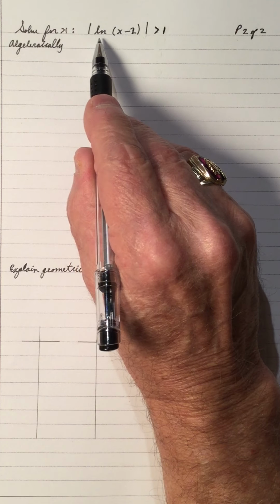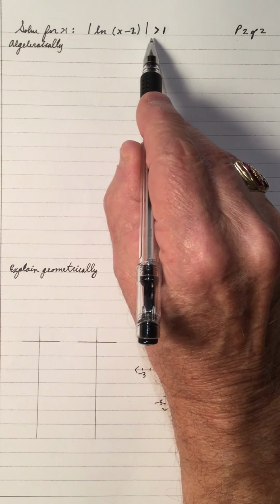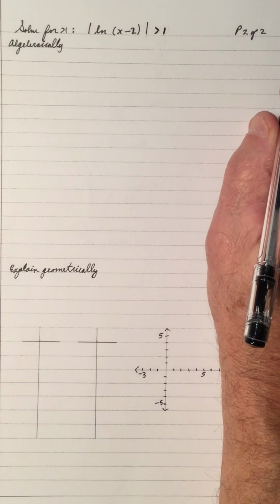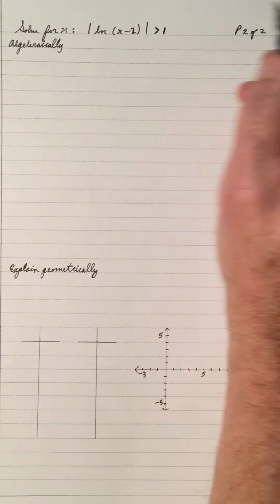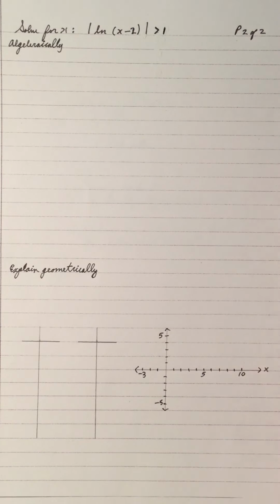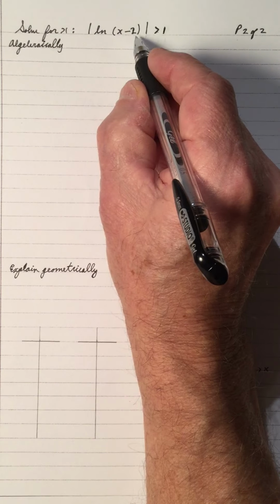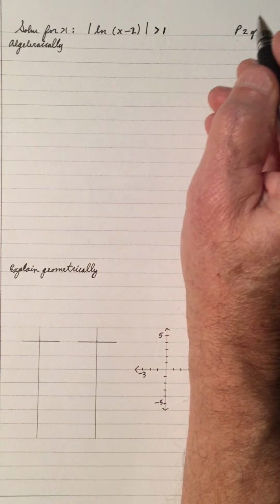The absolute value of the ln of x minus 2 is greater than 1. I'm going to solve it algebraically first. Again, you can pause your video and see if you can do this before I do it. I have a special way of solving absolute values, and it's in my Algebra 2 unit on absolute value, where there are videos on absolute values dealing with inequalities. So the way I handle the absolute value is different than most books or most teachers.